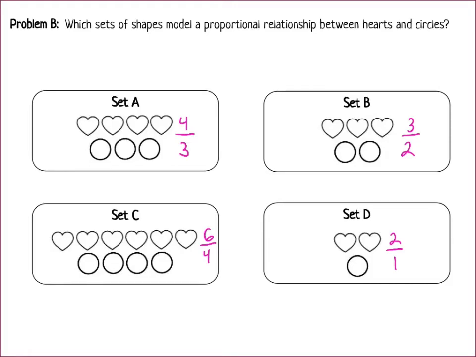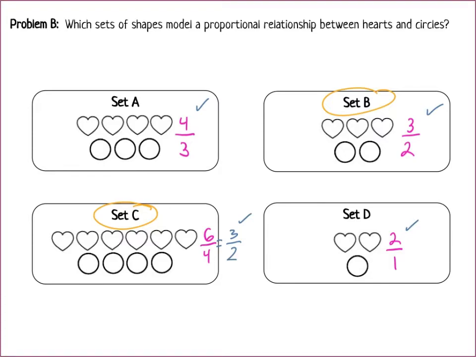So 4/3, that is in simplest form. 3/2, that is in simplest form. 6/4 is not in simplest form. We can reduce both the top and the bottom by 2. So 6 divided by 2 is 3. 4 divided by 2 is 2. And now it's in simplest form at 3/2. And set D, 2/1, that is also in simplest form. So now that we have everything in simplest form, we can see that set C and set B have the same proportional relationship of 3/2.